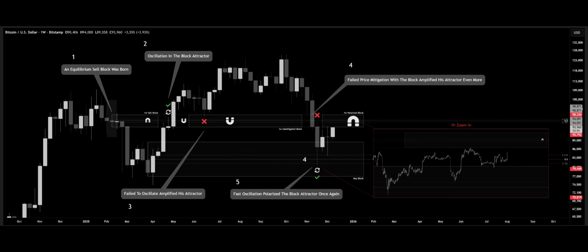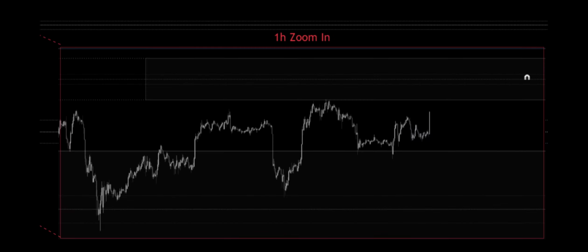The momentum generated by the equilibrium polarized block guides the attractor of the entire weekly range and the current market constellation. Price's reaction to this zone will determine the next phase. A strong upward acceleration if polarity is reaffirmed, or a sharp polarized breakdown if the attractor flips downward.